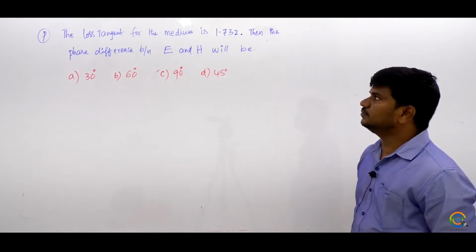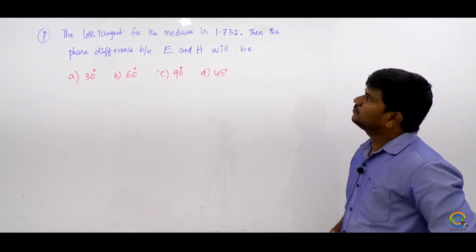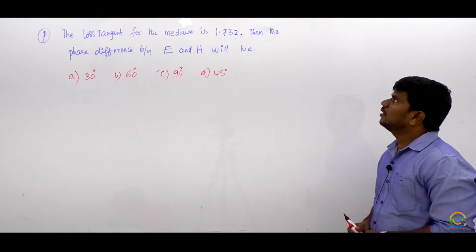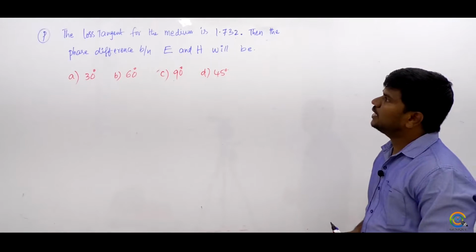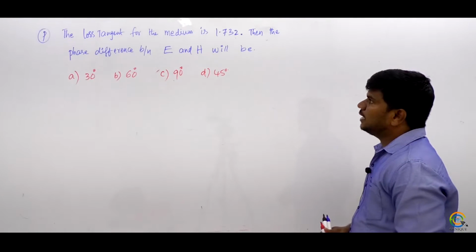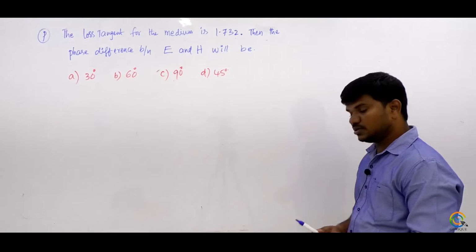This is the question. Next question. The loss tangent for the medium is 1.732. Then the phase difference between the E and H will be. We have to find the phase difference between the E and H.